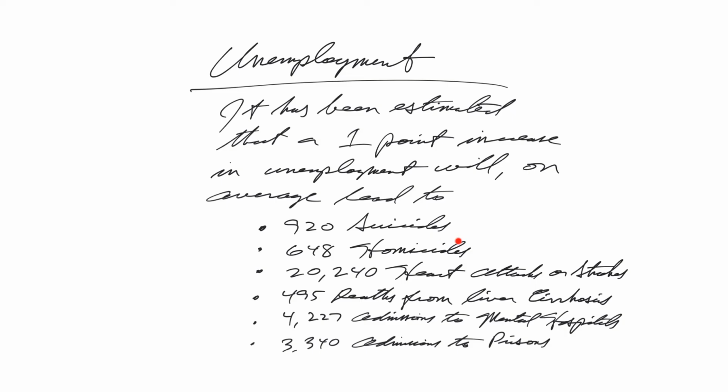920 suicides, 648 homicides, 20,240 heart attacks or strokes, 495 deaths from liver cirrhosis, 4,227 admissions to mental hospitals, 3,340 admissions to prisons.